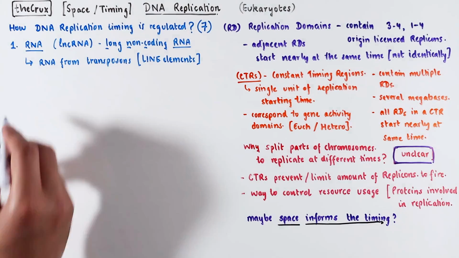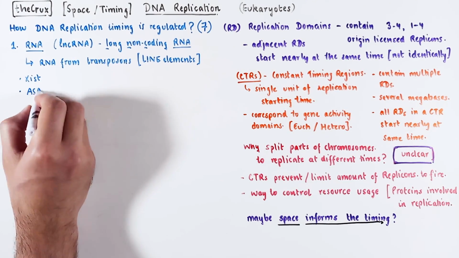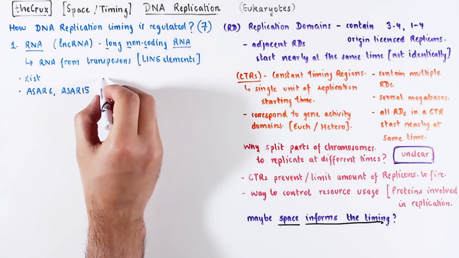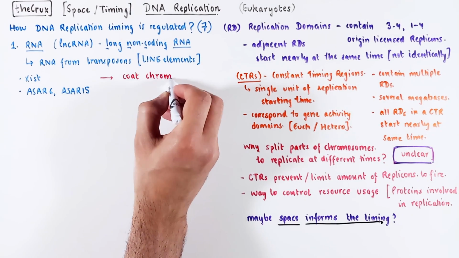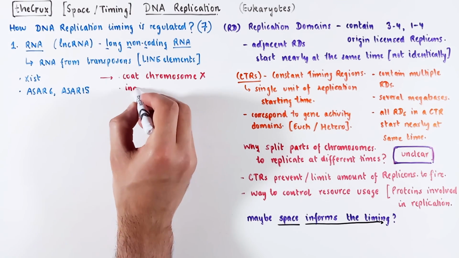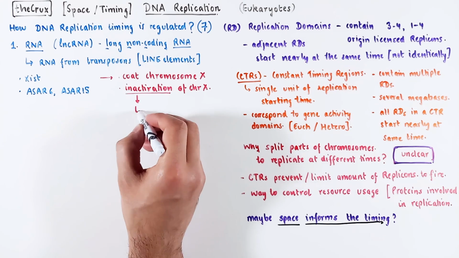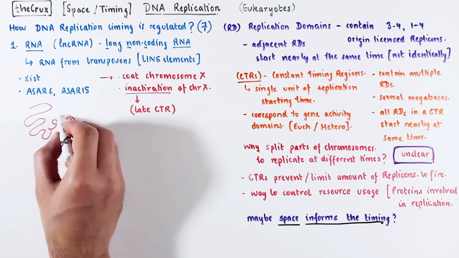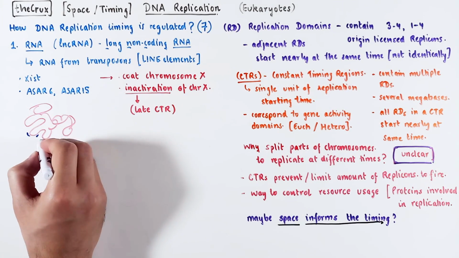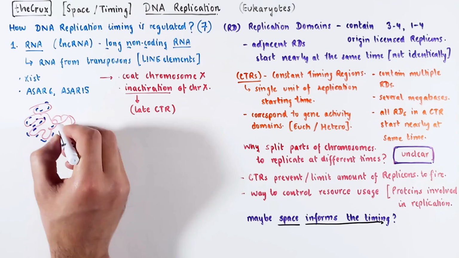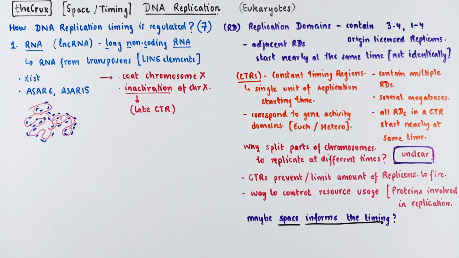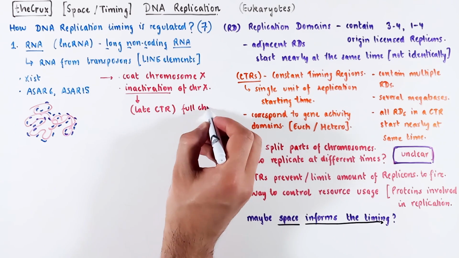The clear example of lincRNA is the XIST or ASAR lincRNAs. The XIST RNA coats one of the X chromosomes completely, which leads to X chromosome inactivation in females. This also makes the inactive chromosome a late replicating chromosome. This is a special case where the entire chromosome is one giant late CTR because of XIST.